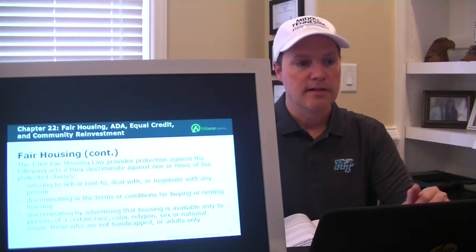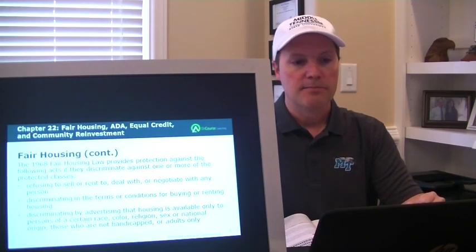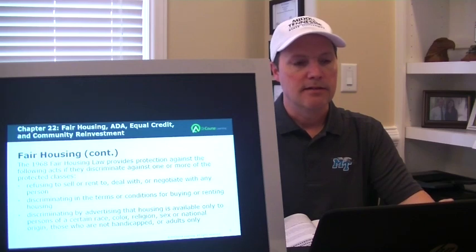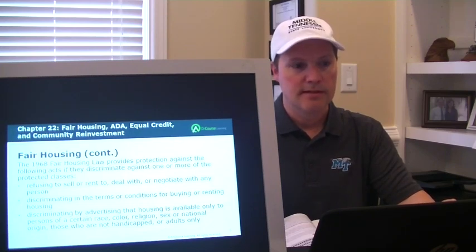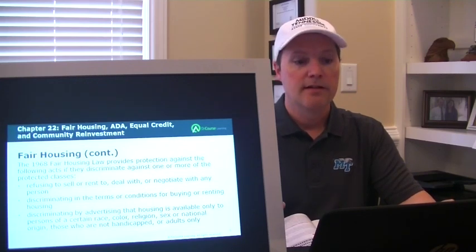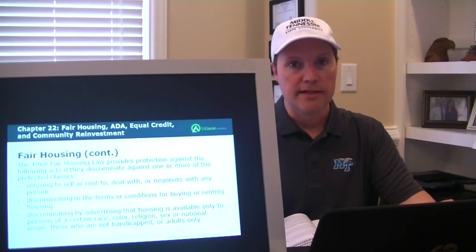Fair housing continued. The 1968 Fair Housing Law provides protection against the following acts if they discriminate against one or more of the protected classes. Refusing to sell or rent to, deal with, or negotiate with any person. Discrimination in the terms or conditions for buying or renting housing. And discriminating by advertising that housing is available only to persons of a certain race, color, religion, sex, national origin, those who are not handicapped, or adults only.